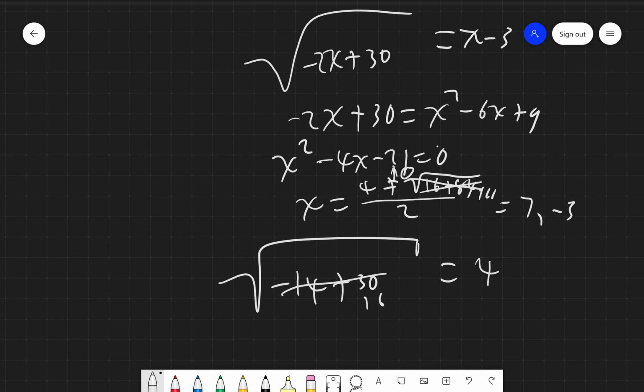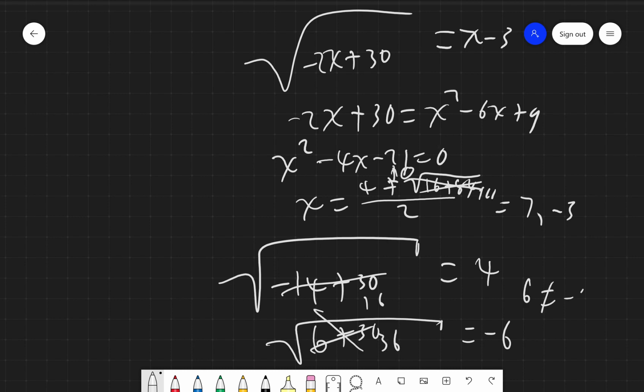That works out. Now negative 3. We have the square root of 6 plus 30 equal to negative 6. That's 36, so the root is 6. So 6 is not equal to negative 6. This doesn't work, but the other one does. We plugged in 7 for the first one and negative 3 for the second one. So negative 3 is extraneous.